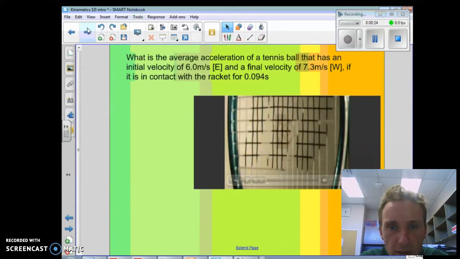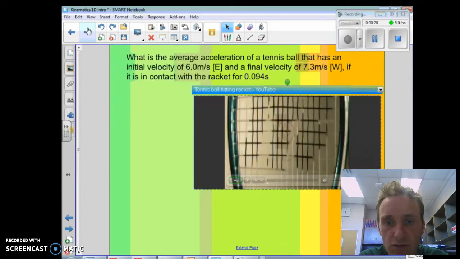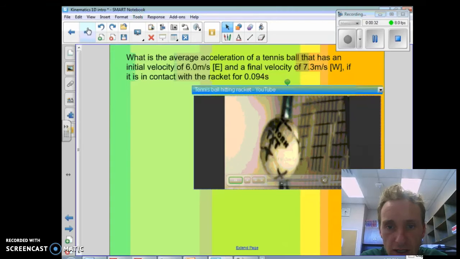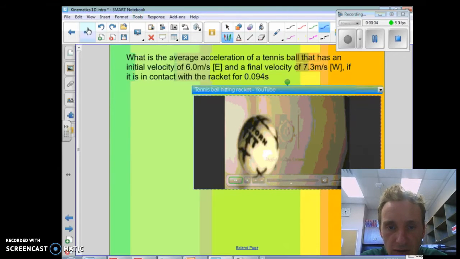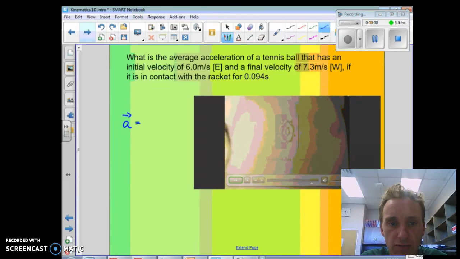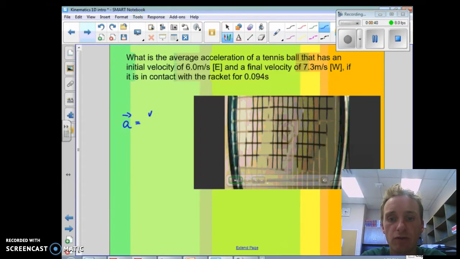So this is a pretty typical acceleration problem, one where we're going to use the acceleration equation that we've used already. Ball comes in, hits a racket, and accelerates in the opposite direction. Clearly there would be quite a big acceleration involved. The equation that we've used before is a equals v2 minus v1, or the change in velocity, over time. So that is what acceleration is defined as.